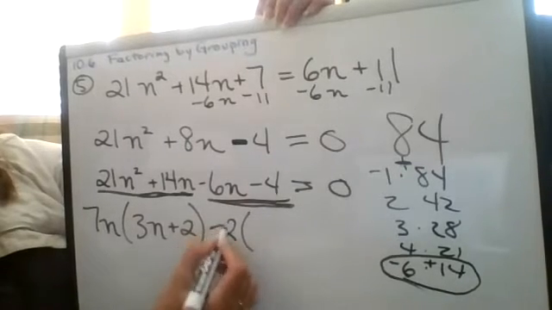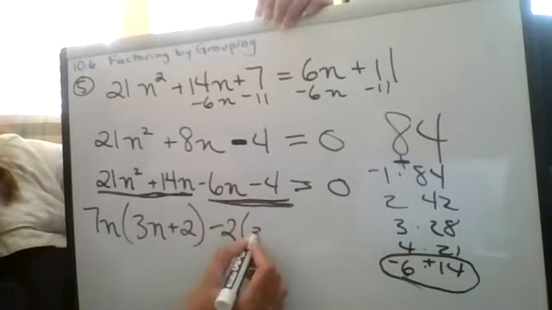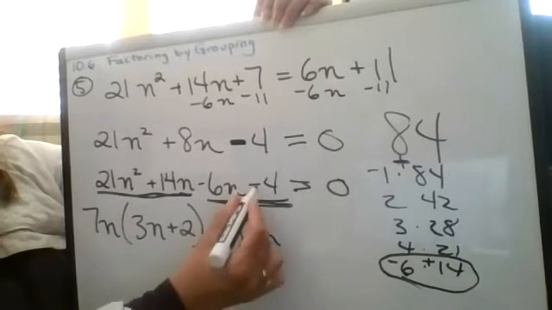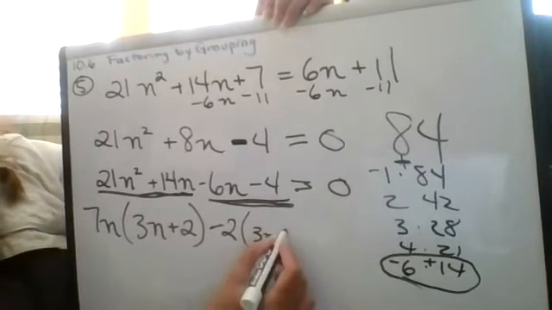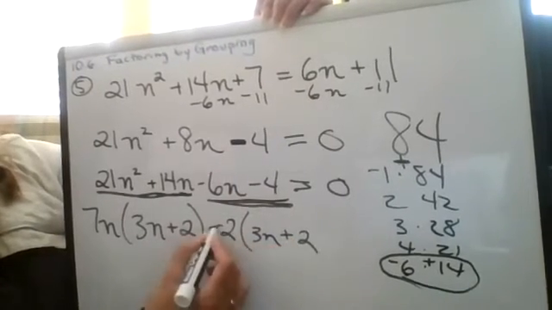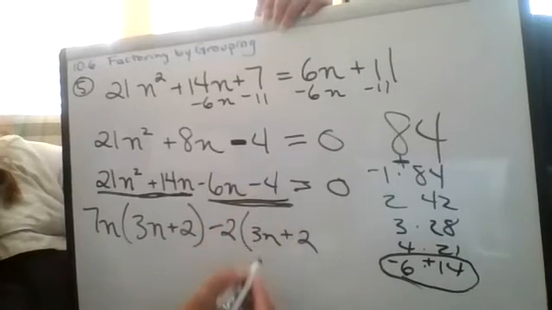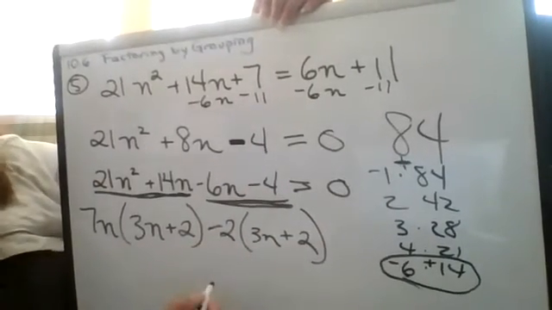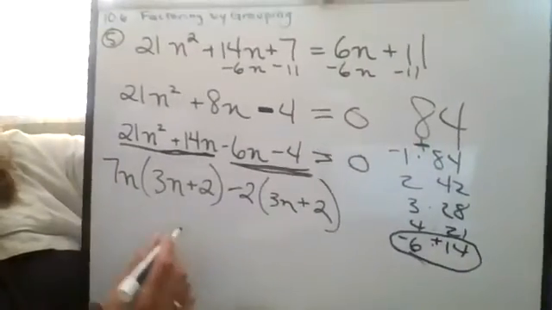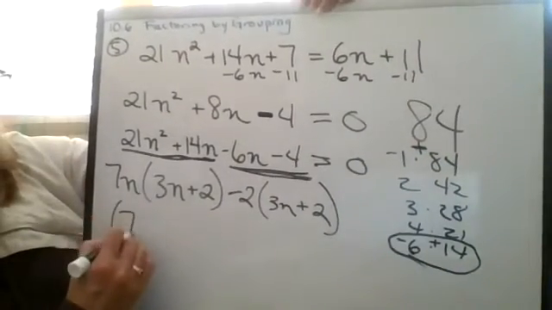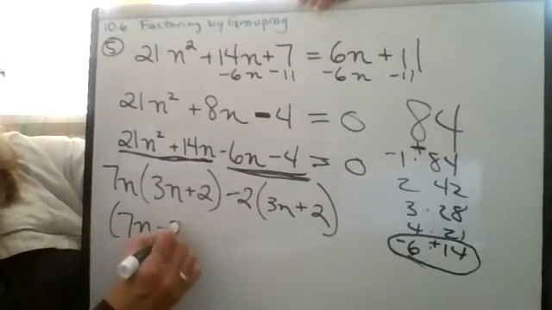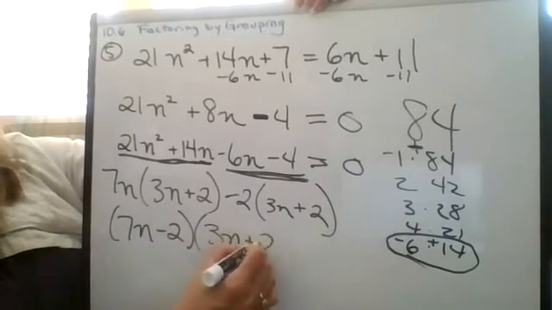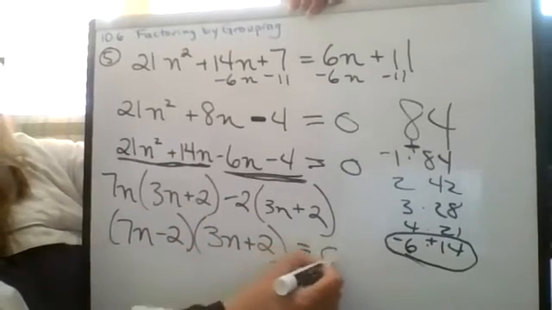And negative 2 times what gets you negative 6n? Well, 3n. Negative 2 times 3n is negative 6n. Negative 2 times what gets you negative 4? Well, positive 2. Negative 2 times positive 2 is negative 4. And look, it's a match. 3n plus 2, 3n plus 2. I got my match. So I'm good to go with this. Now I'm just going to do my method, which is 7n minus 2, and then I rewrite this factor as 3n plus 2 equals 0.